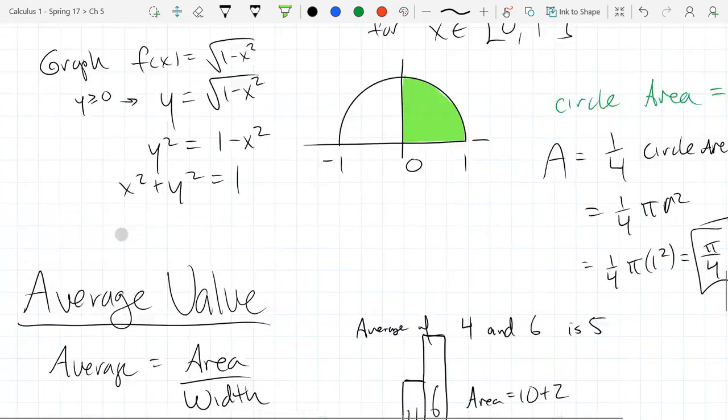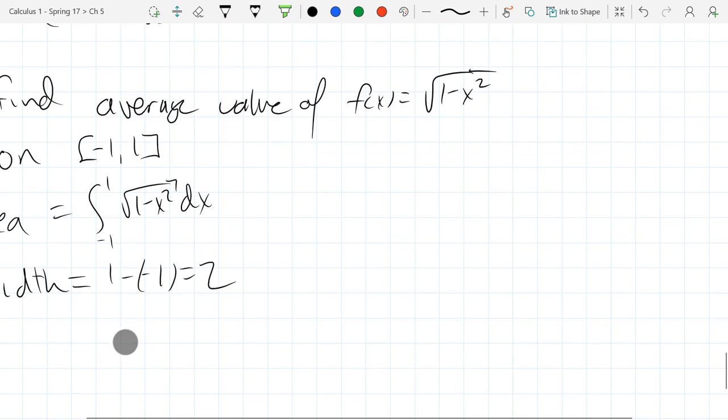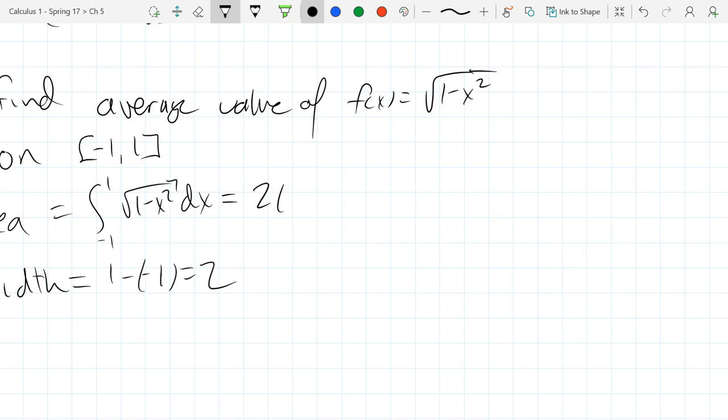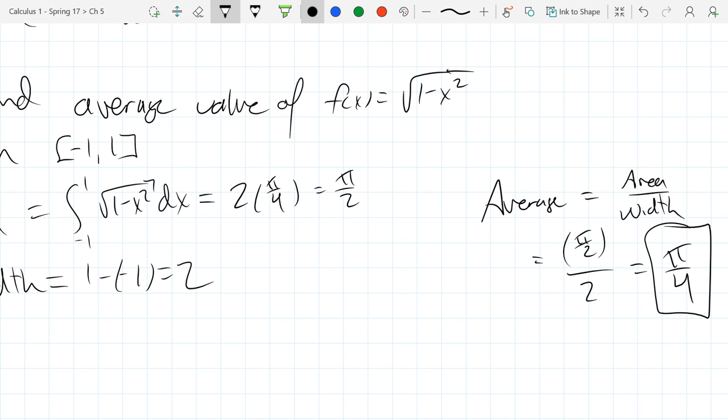Take about 30 seconds and look at that area that we computed earlier and think about what area we need now. And also write down the average that you get. So we got the half circle, which will be pi over 2, and we get pi over 4 as our average value.